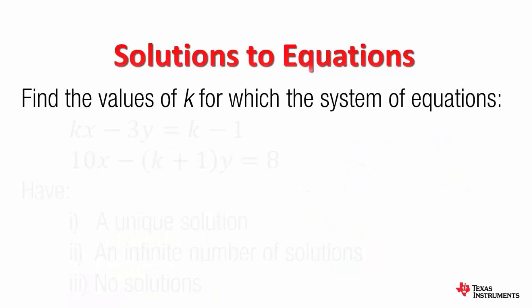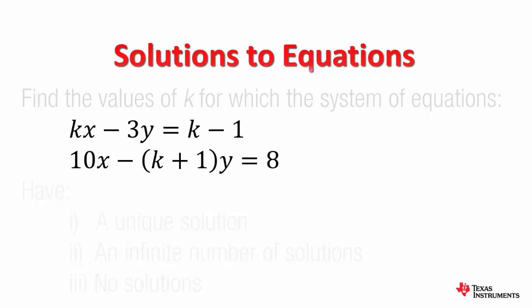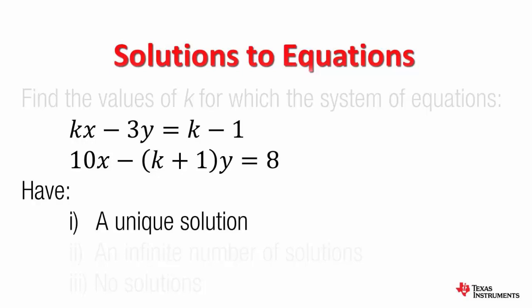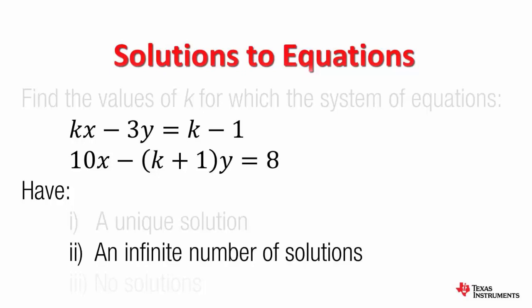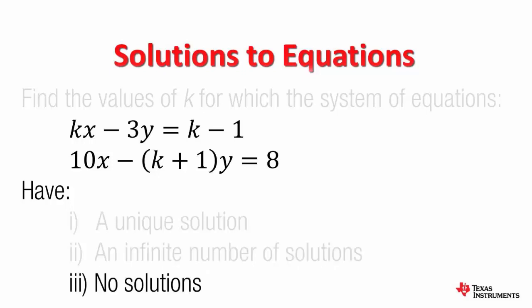Activity: we want to find the values of k for which the system of simultaneous equations kx minus 3y equals k minus 1 and 10x minus (k plus 1)y equals 8. We want to find the values of k for which there is a unique solution, an infinite number of solutions, and also for no solutions.